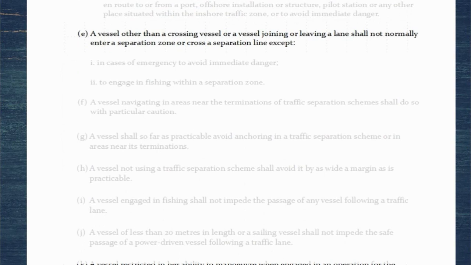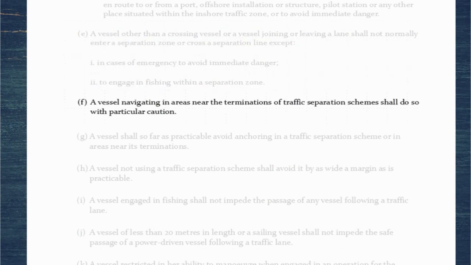A vessel other than a crossing vessel or a vessel joining or leaving a lane shall not normally enter a separation zone or cross a separation line, except in cases of emergency to avoid immediate danger, or to engage in fishing within a separation zone. So this goes back to that first paragraph where it says vessels need to normally keep clear of separation lines and separation zones.